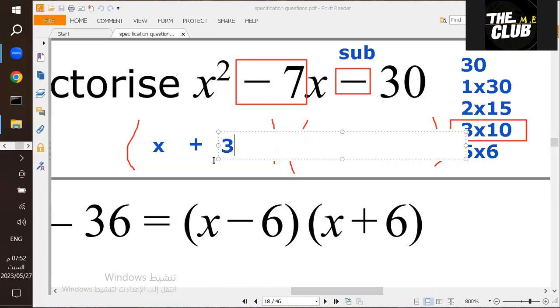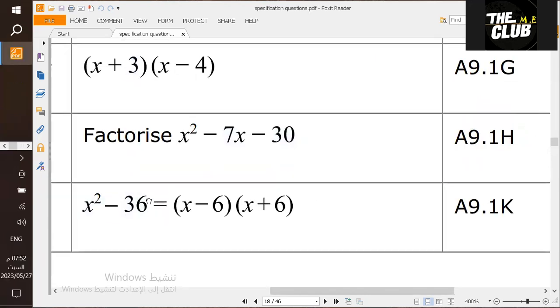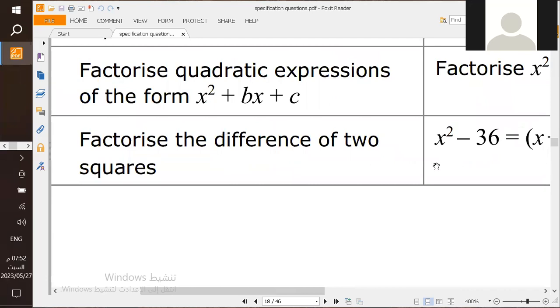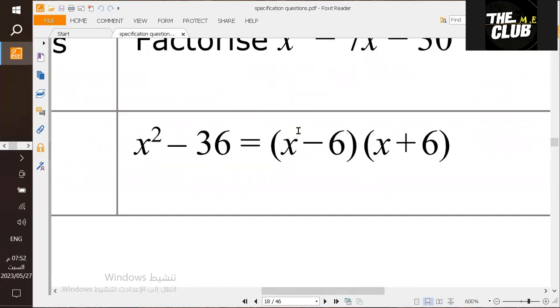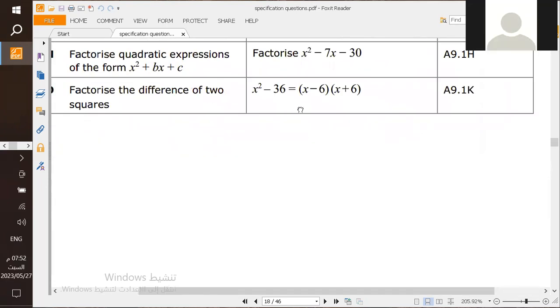Now let's move on to the next question. This one is factorizing quadratic expressions. Here it is factorizing the difference of two squares, where we have two squares like this. Same idea: this is a square and this is a square, so this is x and this is x, and this is 6 and 6. Because it is negative, one is negative and one is positive. Okay? Same idea. Next one.